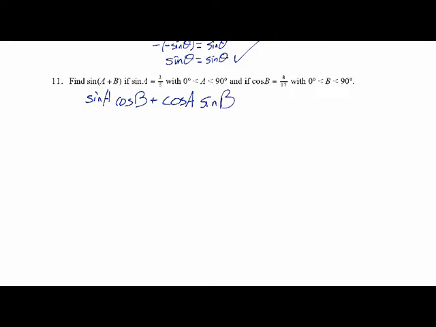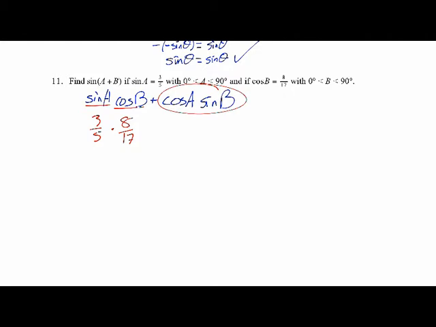We already know two pieces here, and we can just replace those right now. We already know the sine of A, and we already know the cosine of B. So that fraction is already going to be pretty easy to set up. The sine of angle A is 3 over 5. The cosine of angle B is 8 over 17. Now what we're missing is these other two: the cosine of angle A and the sine of angle B.